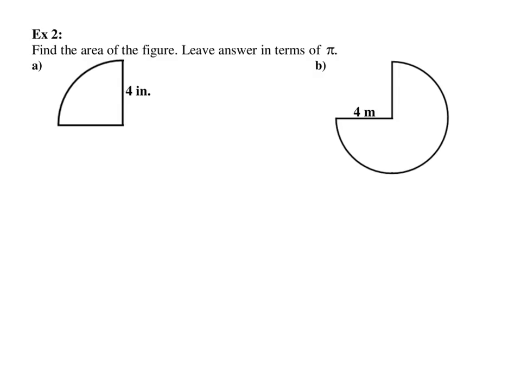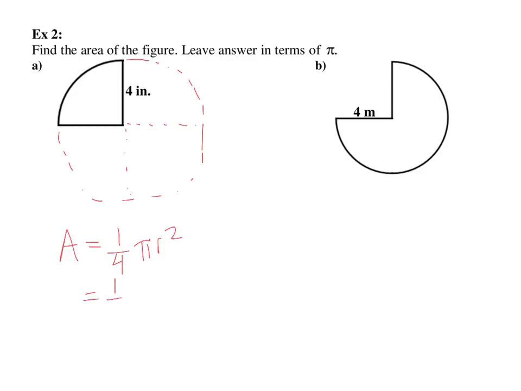Example 2, find the area of the figure. Leave your answer in terms of pi. So what is the area of this figure? Well, how much of a circle is this? That's a whole circle, so I'm essentially working with a fourth of a circle, or a quarter. When you're setting up your area formula, you use pi r squared for a whole circle. But since I'm working with a quarter of a circle, I'm going to multiply by 1/4. And that'll give me the correct area.